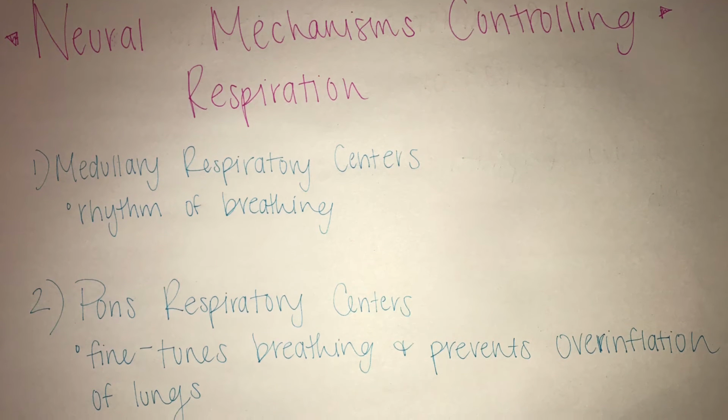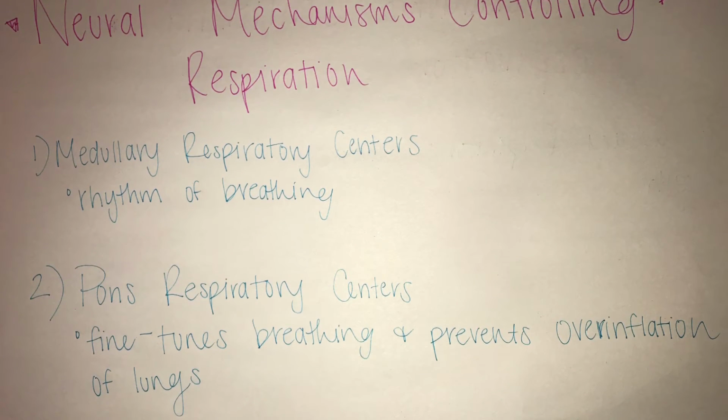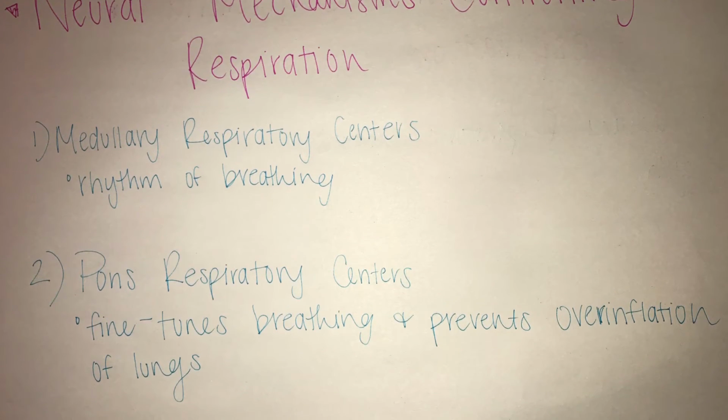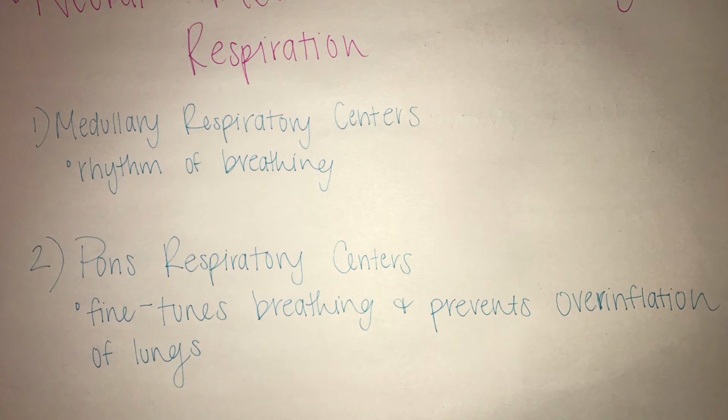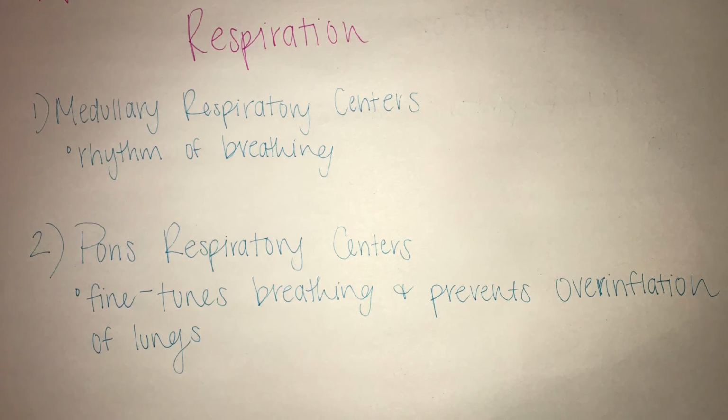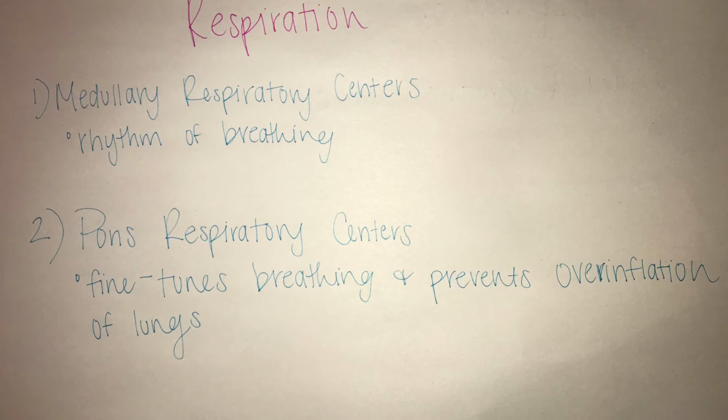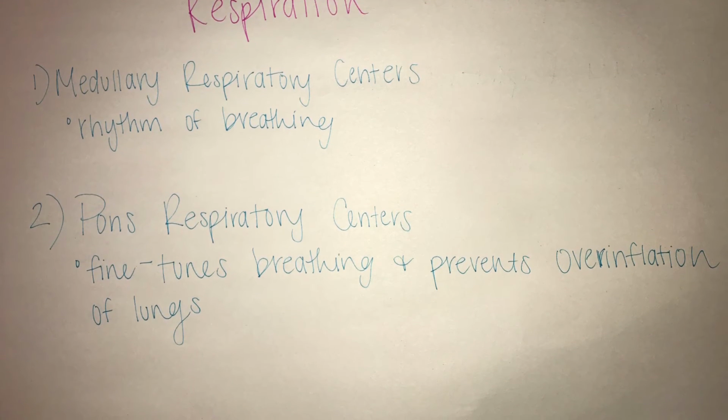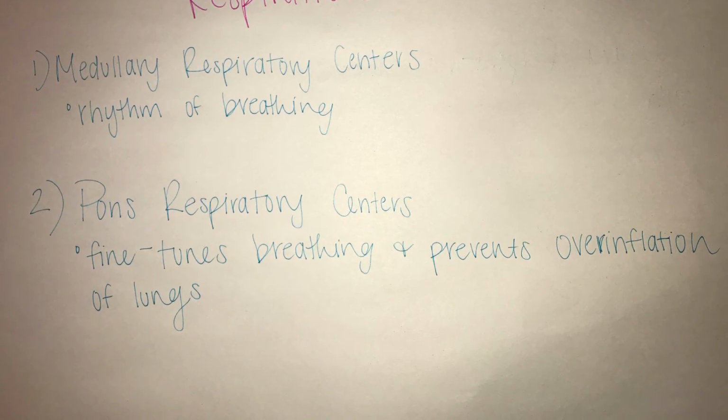Neural mechanisms controlling respiration. The medullary center controls the rhythm of breathing. The pons respiratory center fine-tunes breathing and prevents overinflation of the lungs.